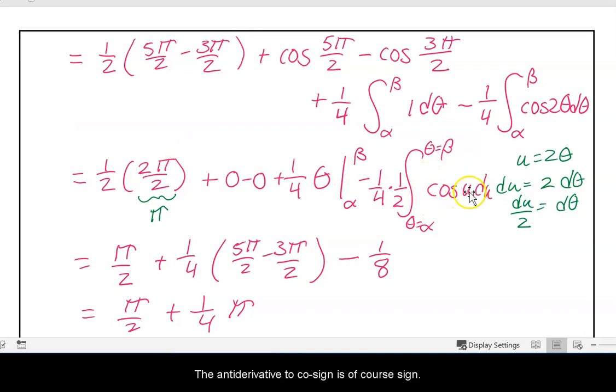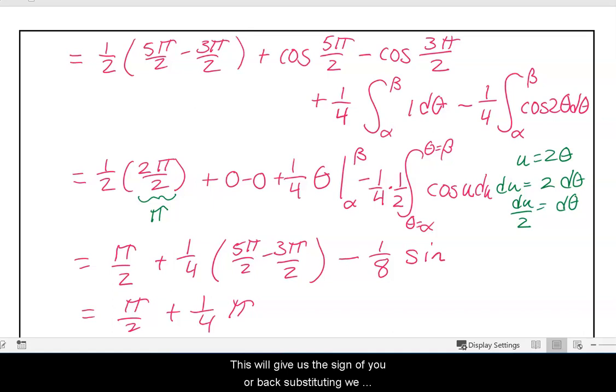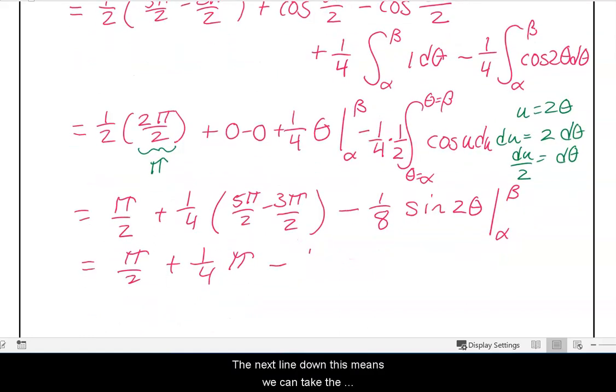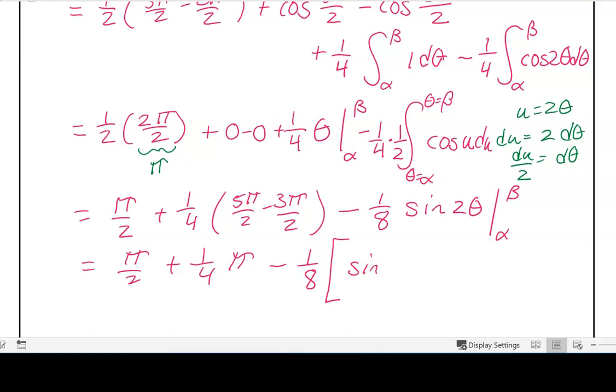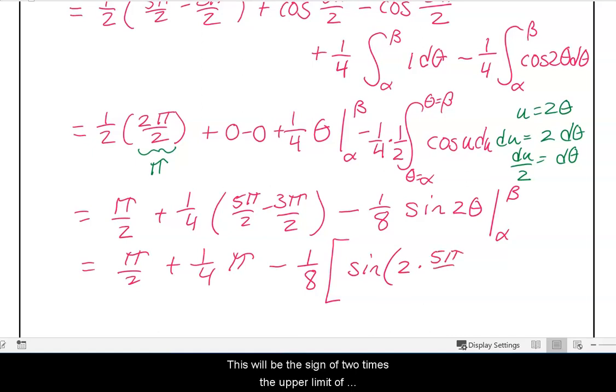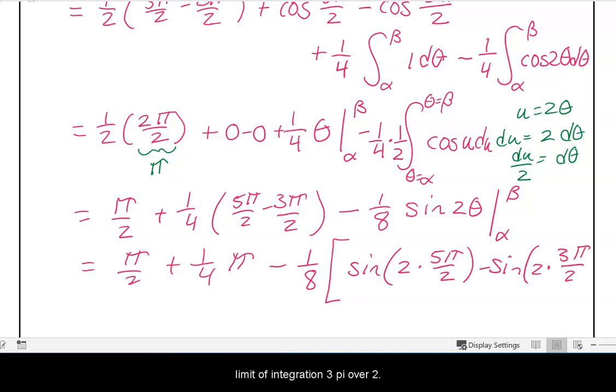The antiderivative to cosine is, of course, sine. This would give us the sine of u, or back substituting, we can replace u with 2 theta. Then we need to evaluate this between the values of alpha and beta. And the next line down, this means we can take the minus 1/8 out and consider only what's left. This will be the sine of 2 times the upper limit of integration, 5 pi over 2, minus the sine of 2 times the lower limit of integration, 3 pi over 2.